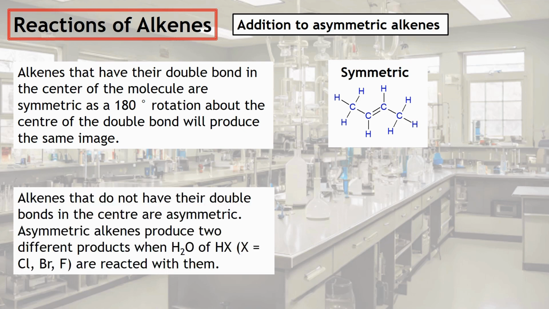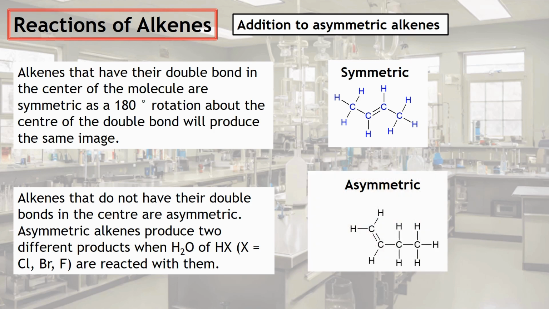Alkenes that don't have their double bond in the middle are asymmetric. Now, what do I mean by asymmetric? So here is a picture of an asymmetric molecule. Now, if you think about this, if I was adding, let's say, hydrogen bromide to the first one, I could add the hydrogen off the first carbon and the bromine off the second carbon. Or I could add the bromine off the first carbon and the hydrogen off the second.